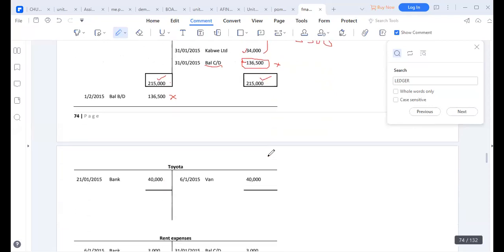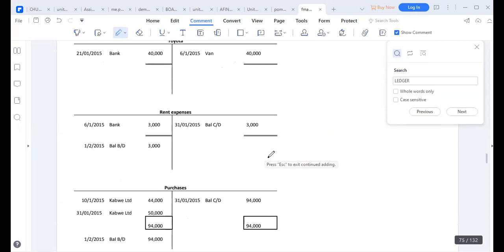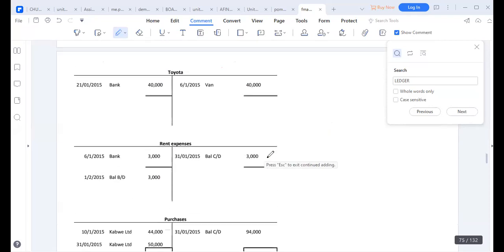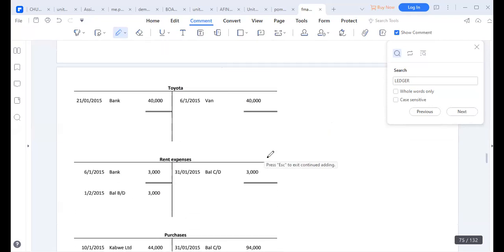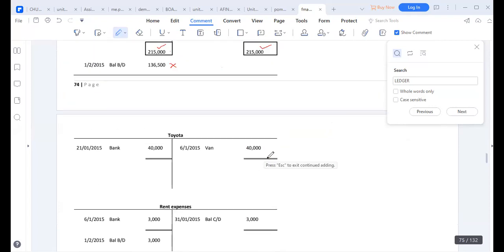Okay, let us try and do another one. Let us go to the Toyota account. There was just one transaction here, bank.